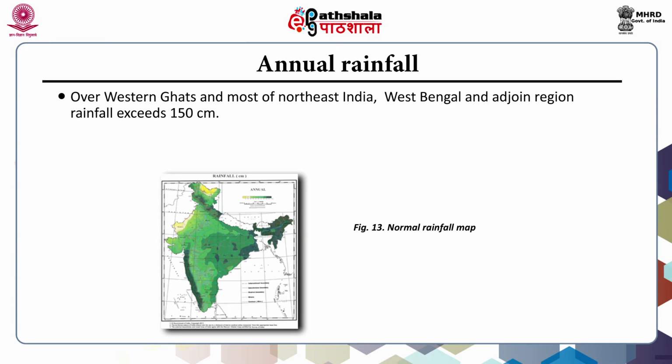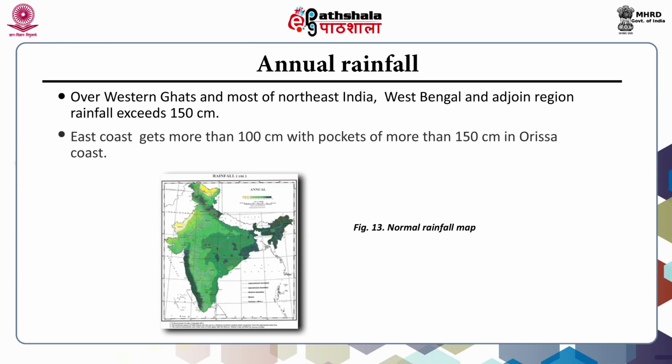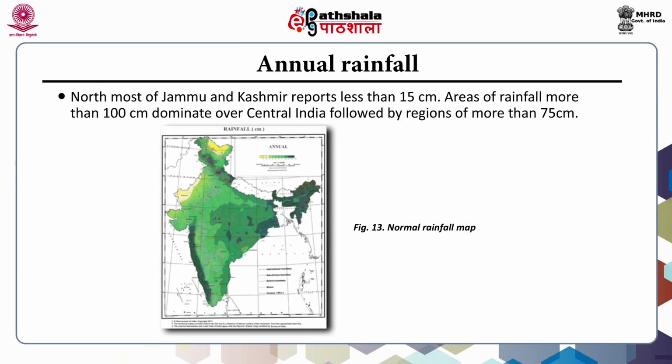In the Western Ghats, most of northeast India, West Bengal and the adjoining regions, the rainfall exceeds 150 centimeters. The east coast gets more than 100 centimeters with pockets of more than 150 centimeters in the Orissa coast. The northmost part of Jammu and Kashmir reports less than 15 centimeters. Areas of rainfall more than 100 centimeters dominate over central India, followed by the regions of more than 75 centimeters.